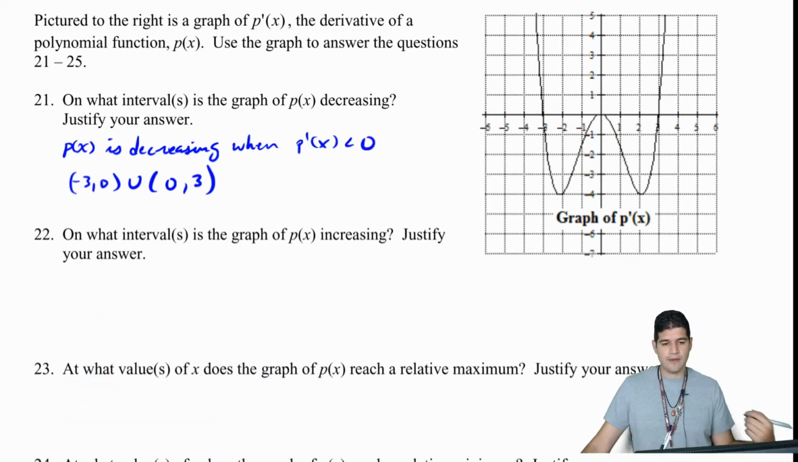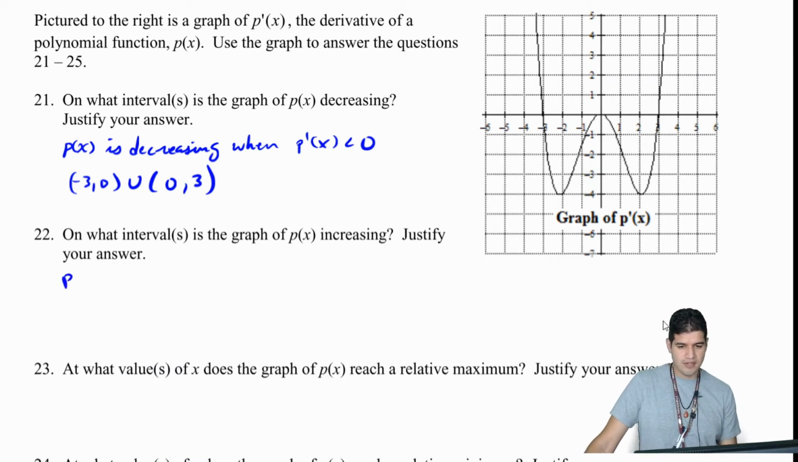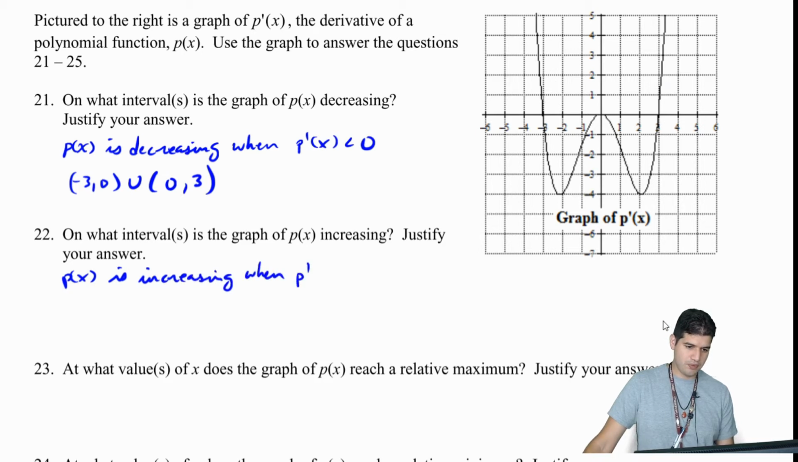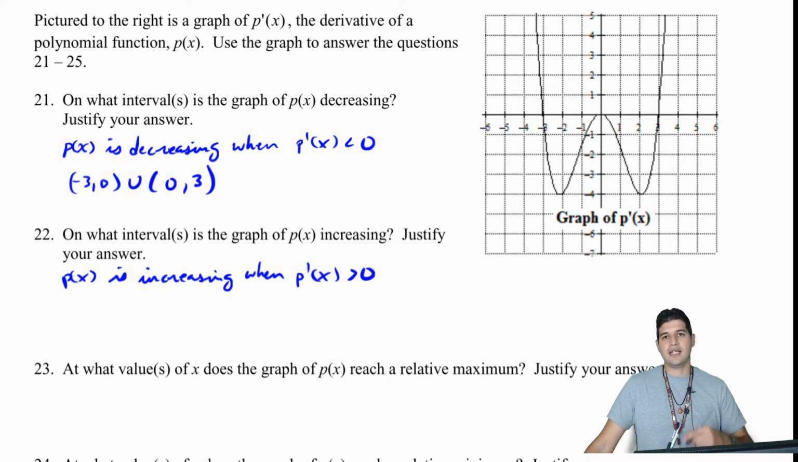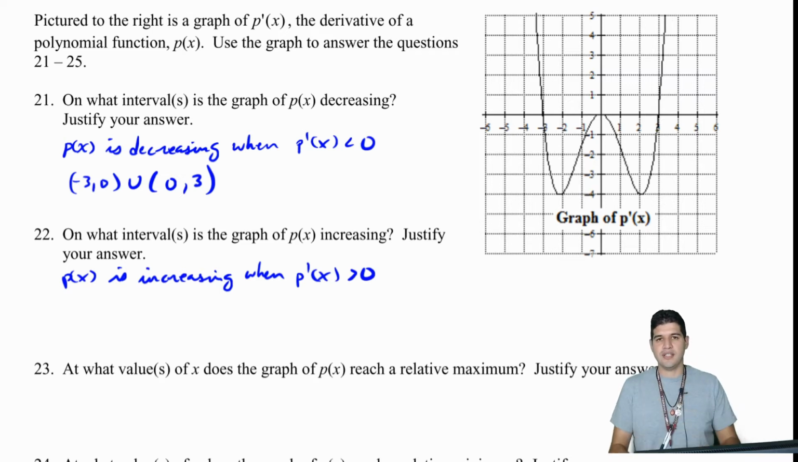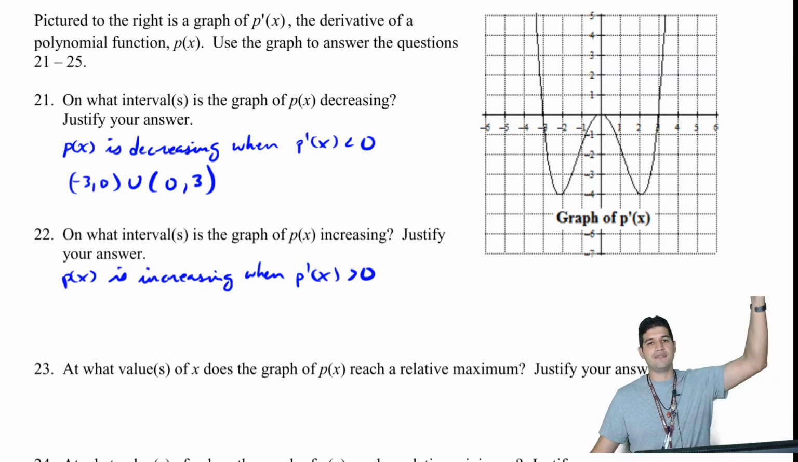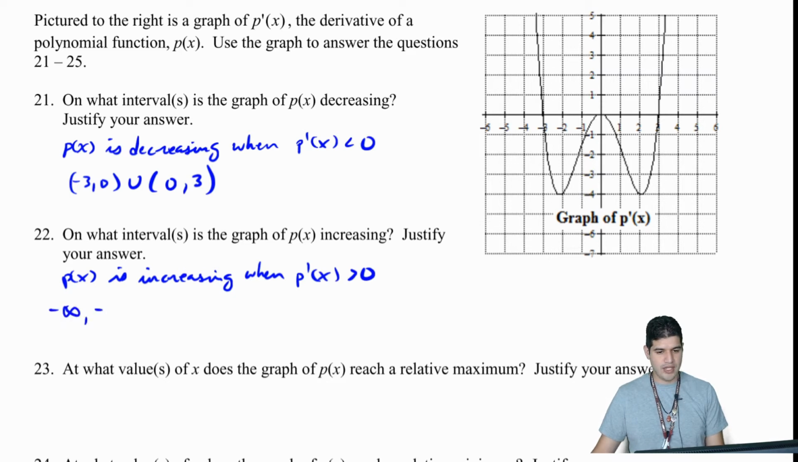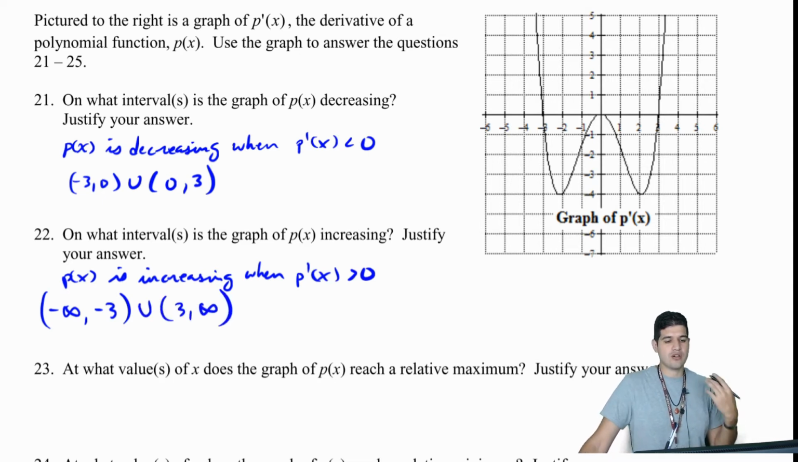On the other end of that, when is it increasing? p of x is increasing when p prime of x is greater than 0. And again, that's something you're going to want to recall very often: the function is increasing when its derivative is positive. So where's our graph positive? Everywhere above the x-axis. So that's going to be -∞ to -3, and then everything on the right side of 3, so union 3 to +∞. That's where our graph is positive, where it's going to be increasing.